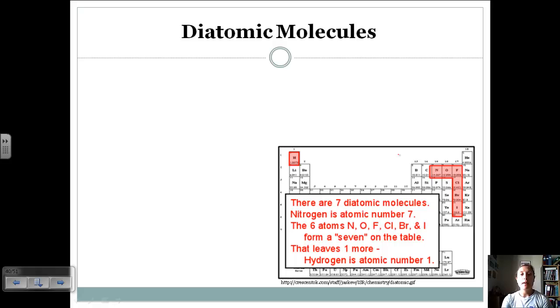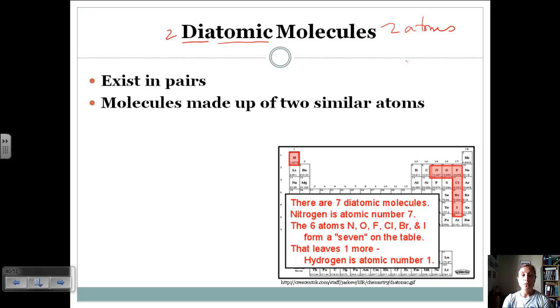Okay, so we also have an important set of elements which are called diatomics. The prefix di means two, right? And then we have atomic, and so this tells us that it's two atoms making up this molecule, and more specifically, two of the same type of atom. So they exist in pairs, and they're made up of two similar atoms. And you are going to need to memorize these in some way. There are a couple ways that people have come up with to do that.